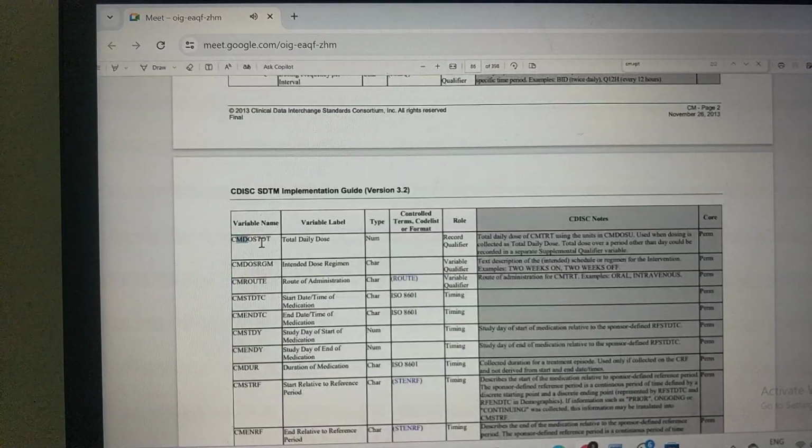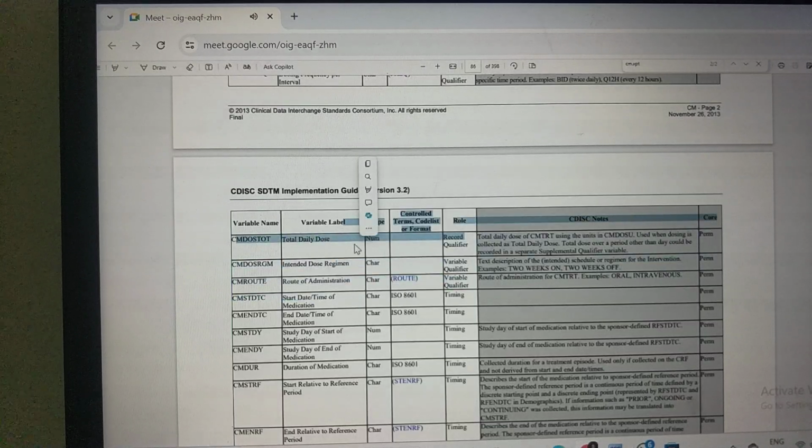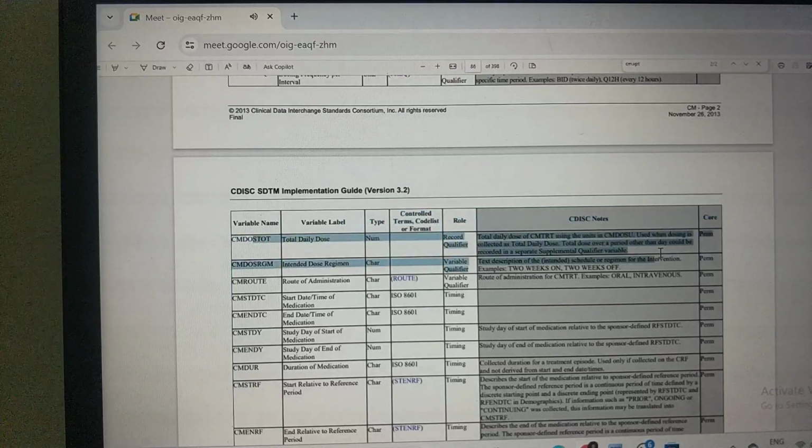And then CMDOSTOT, the total daily dose. For example, if the subject takes the drug multiple times in a day, what is the total dose? Morning 250, afternoon 250, evening 250 mg. So what is the total dose? It is 750 mg. Again, this will not be collected in each and every study; it depends on the study.